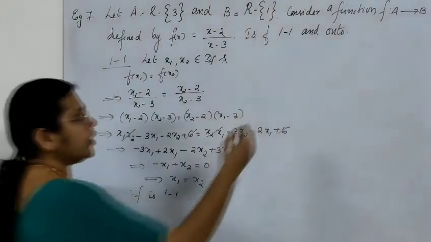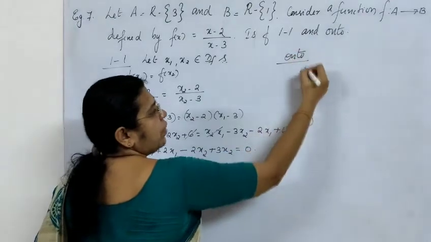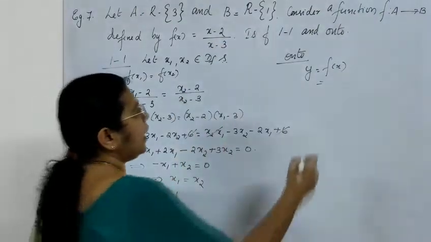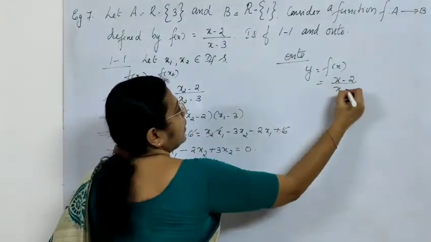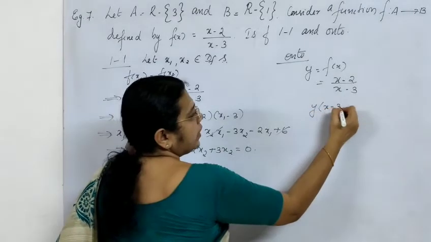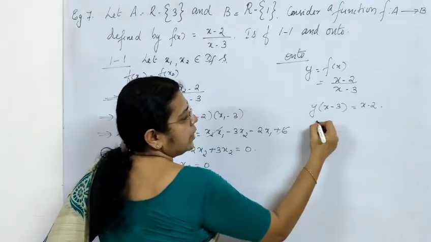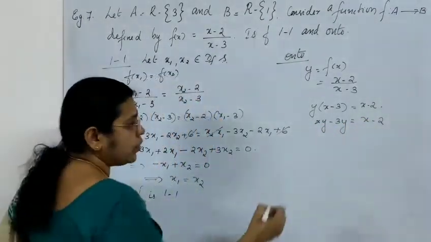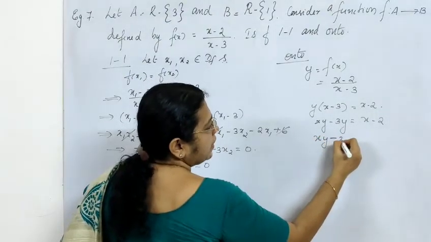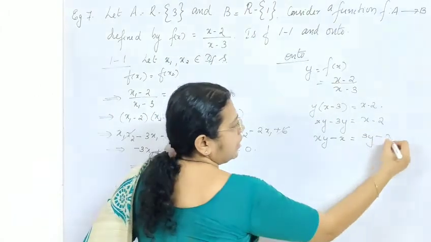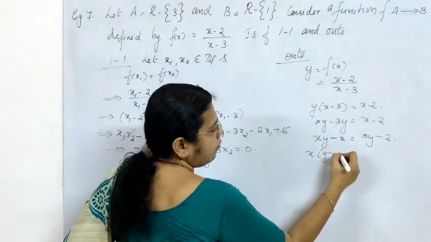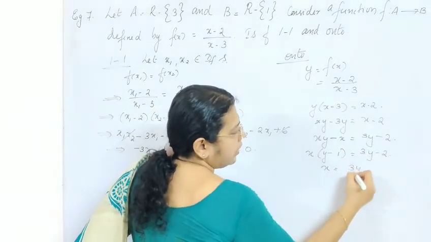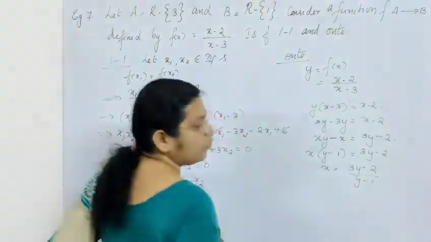Now checking whether the function is onto. How do I check for onto? y is equal to f of x, right? That means y is equal to (x minus 2)/(x minus 3). That is y into (x minus 3) is equal to x minus 2. That is xy minus 3y is equal to x minus 2. Now club the x terms together: xy minus x is equal to 3y minus 2. Taking x outside, x(y minus 1) is equal to 3y minus 2. So x is equal to (3y minus 2)/(y minus 1).